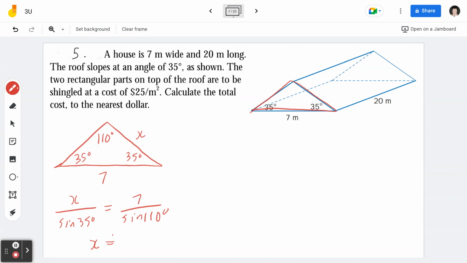That's going to be approximately 4.27271161, or approximately 4.3 meters. So I'm going to go back and label this. That's going to be 4.3 meters. The other side is going to be 4.3 meters because this is an isosceles triangle. Now, once you know that, again, the hard part's over, because to find the total cost, what you're doing is this.